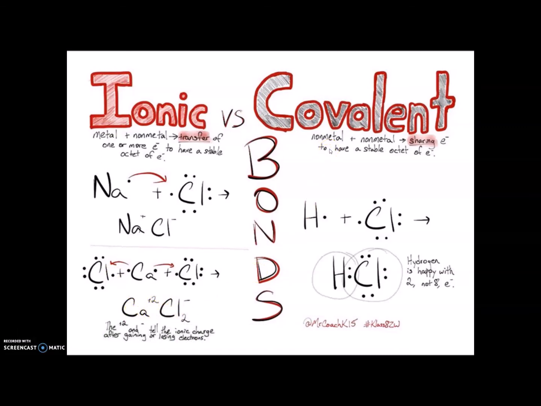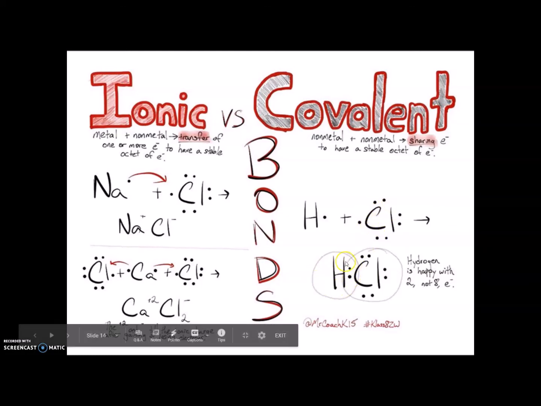Covalent compounds are formed when two or more nonmetal elements are sharing electrons, not transferring, but sharing. So how about hydrogen chloride? When hydrogen shares its one valence electron with chlorine, both atoms are happy. Hydrogen satisfies the duet rule, chlorine satisfies the octet rule.